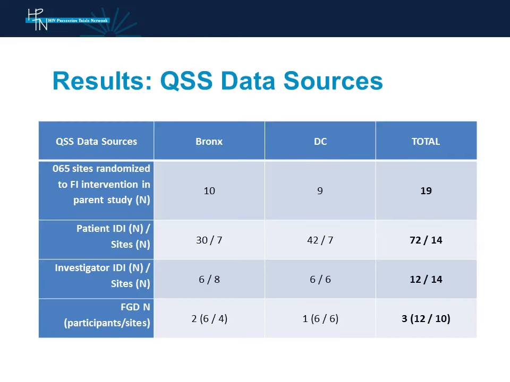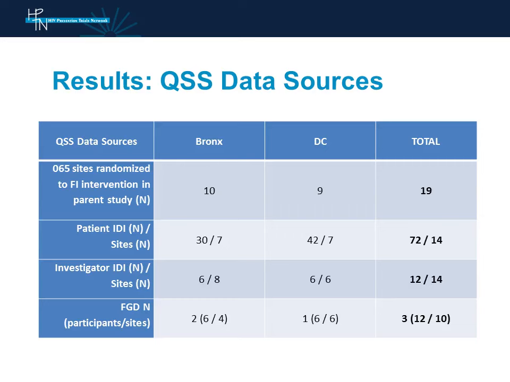So this slide provides a summary of the data that we collected for the qualitative substudy. As we noted before, there were a total of 19 sites that were randomized to the FI intervention as part of the 065 parent study. For the qualitative substudy, we were able to interview 72 patients from 14 different sites. And so for the few sites that we were not able to sample patients from, that was mainly because they weren't able to get IRB approval within the time frame that we needed to collect the data.